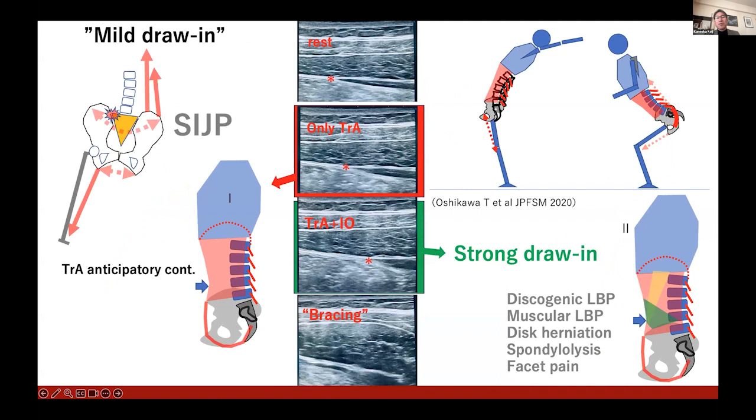If the oblique muscle group contracts before TRA and the pelvic ring is unstable when the movement is performed, SIJP is likely to occur. Therefore, motor control is required to cause movement only when TRA is contracting, as shown in the echo image. Since lumbar spine stability is achieved when the oblique muscles are active, strong draw-in is also the recommended method for non-SIJP low back pain patients.